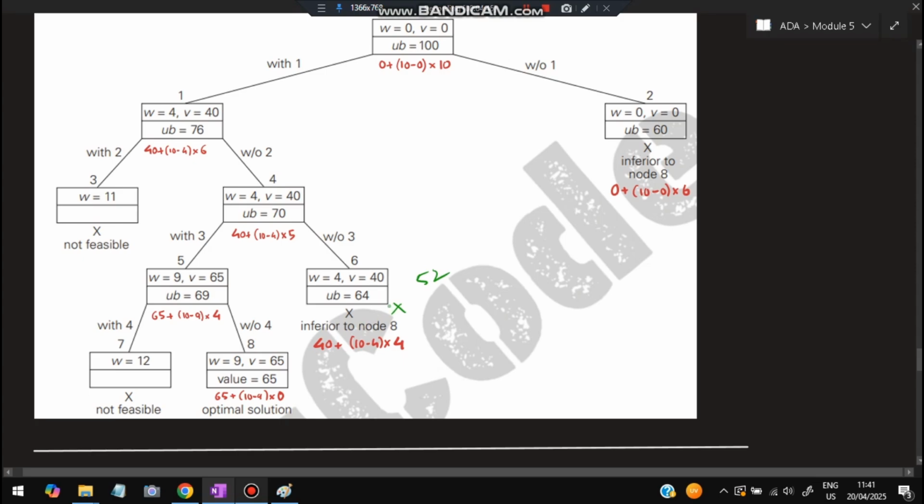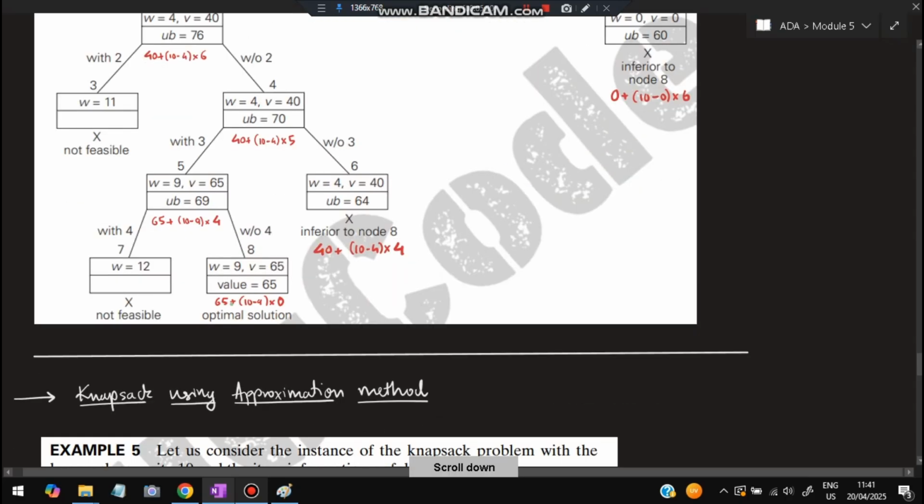Another indicator for skipping this is that you have got a higher value and you have got a lower value. That means it is inferior to node 8. This is the node 8 which I am considering. After reaching this point, this is inferior to this, so we will not expand this. This is also inferior, which is 60, we will not expand this. And we have got an optimal solution here.